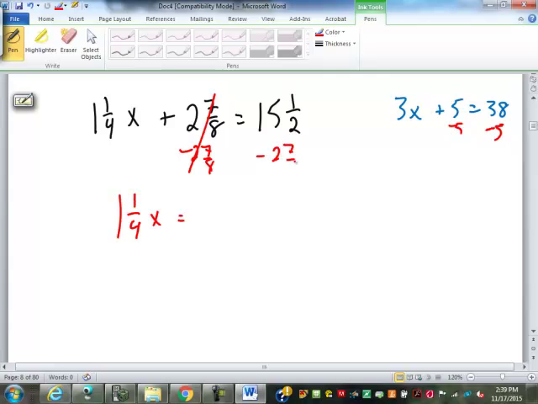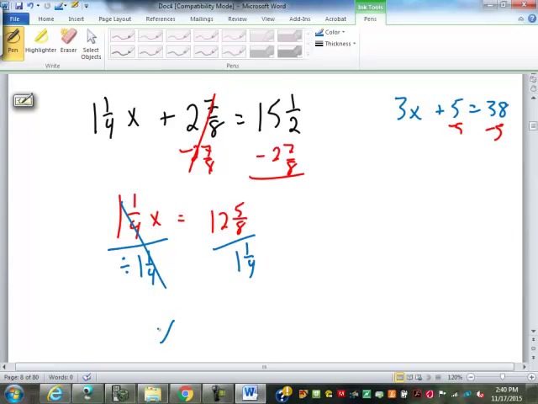Subtracting 2 and 7/8 from 15 1/2 is going to give us 12 5/8. Now I'm going to leave it up to you guys to do that fraction subtraction. If you use a fraction calculator, or if you want to find the common denominators and do it by hand, that's fine. But I'll just let you trust me for right now. That's 12 5/8. What would be our next step? We're going to divide by 1 1/4.